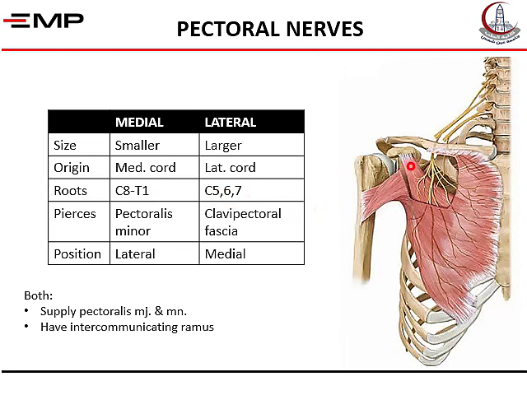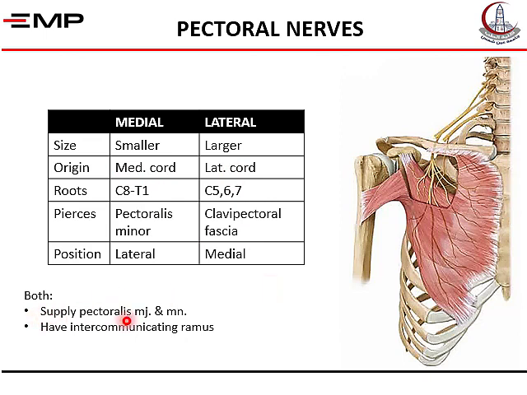The medial pectoral pierces the pectoralis minor, while the lateral pectoral pierces the clavipectoral fascia. After that, both of them supply the pectoralis major. Their position is contrary to their names, so the medial pectoral, which pierces the pectoralis minor, is actually lateral in position, while the lateral pectoral is medial in position. So why are they called so? Because of their origin from the cords of the brachial plexus.